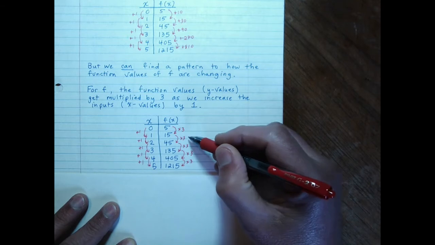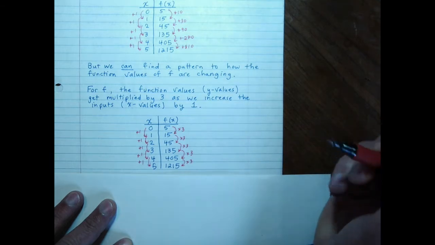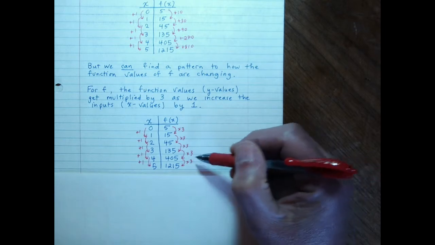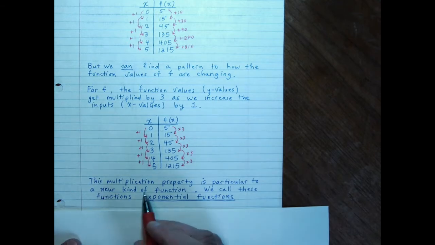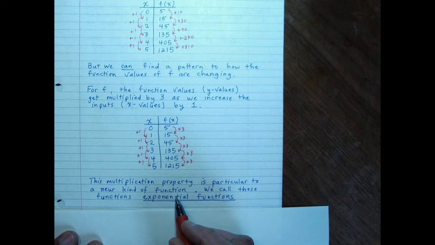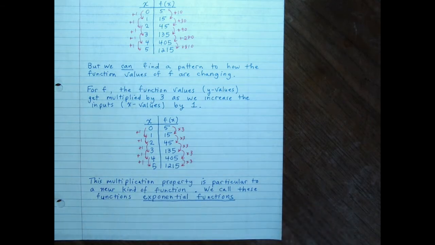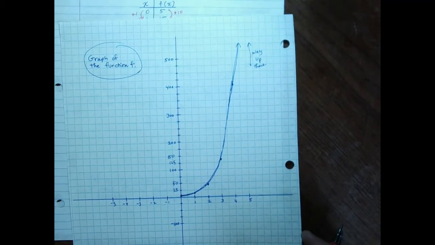So instead of adding the same amount to the y values, which is the pattern we saw for a linear function, for this kind of function, we multiply the y values by the same amount as we work our way through the table. And this multiplication property is particular to a new kind of function, and we call these new functions exponential functions. So we're going to start studying exponential functions here that will have graphs very similar to this picture we saw from our table, a graph we got for the function f.